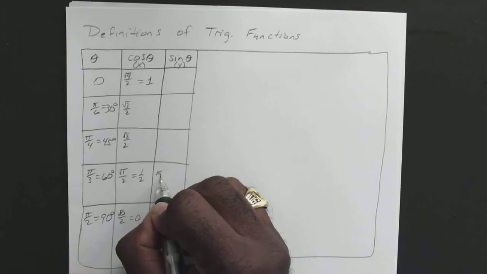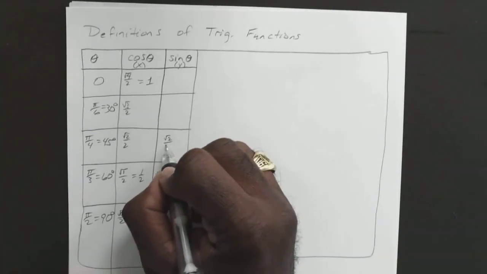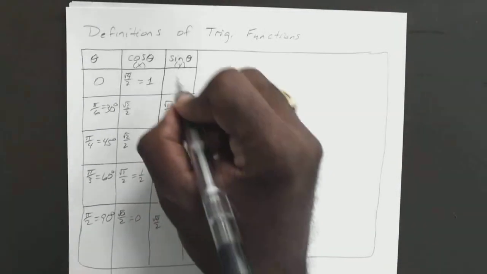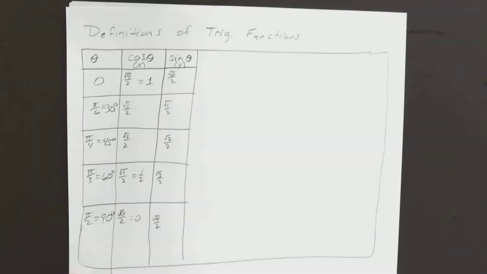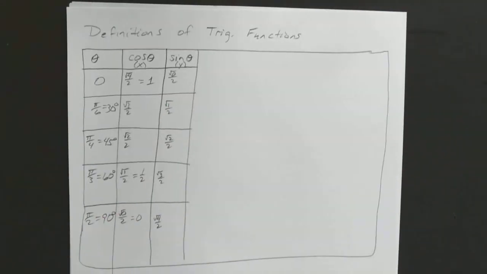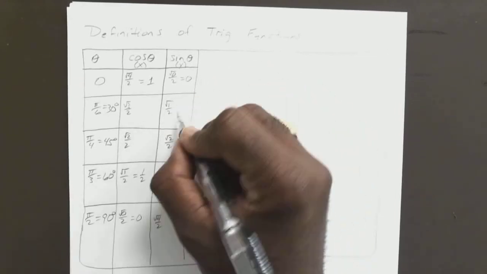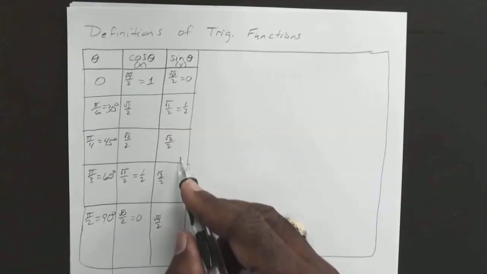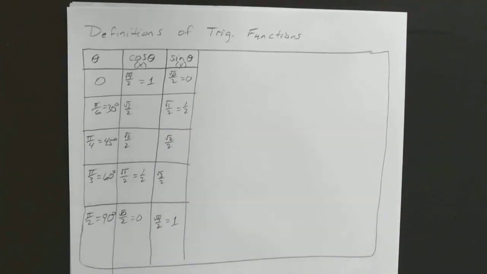Square root of 4 over 2, square root of 3 over 2, square root of 2 over 2, square root of 1 over 2, square root of 0 over 2. Okay, which again gives us 0, 1/2, those two stay the same, and this becomes 1.